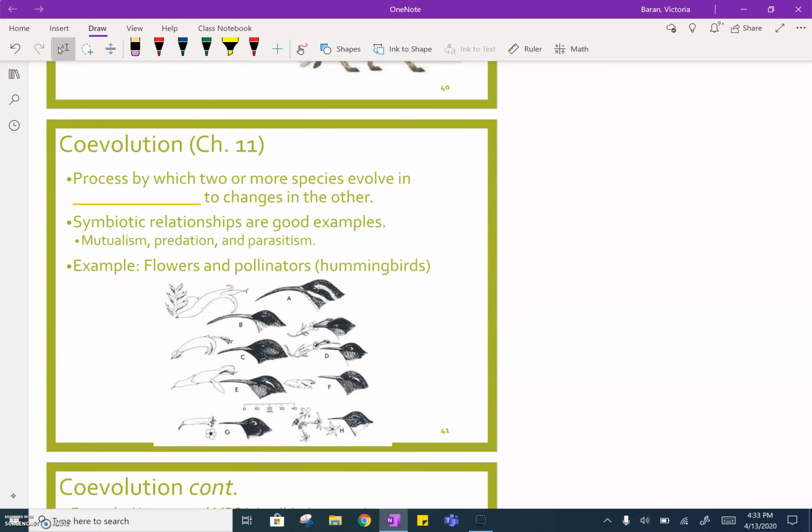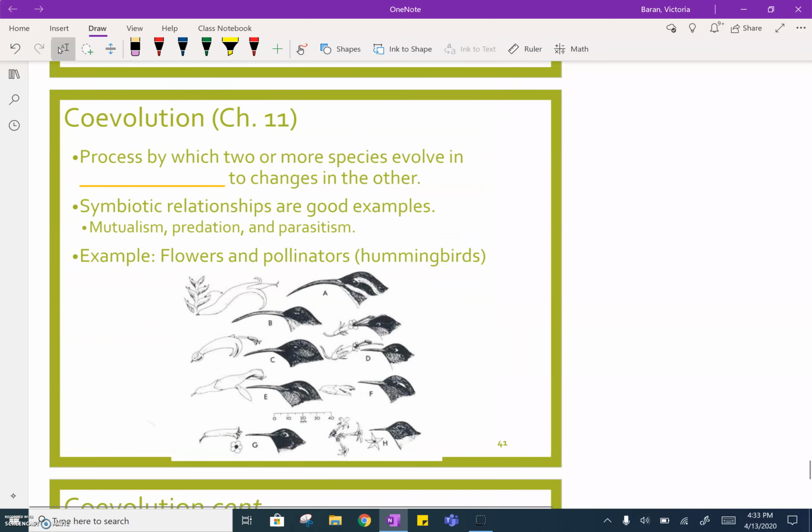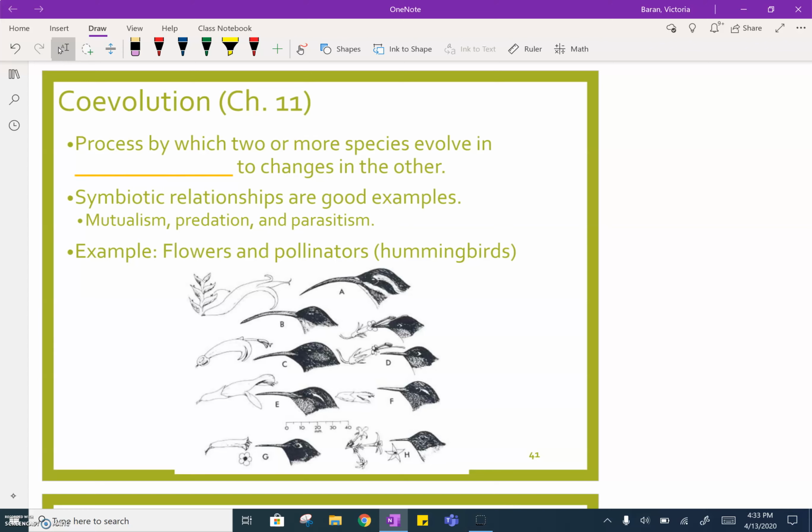Now, our last type is coevolution. Now, this is really neat because this is a process by which two or more species evolve in response to changes in the other. So we've talked about symbiotic relationships before. So mutualism, predation, and parasitism are some examples.